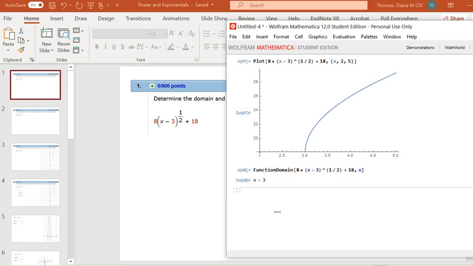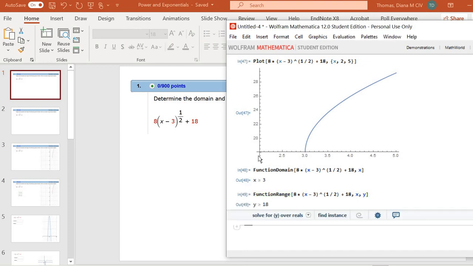Now if I do the same thing and go FunctionRange, the command is FunctionRange instead of FunctionDomain. And here, see this little red thing is saying it's looking for something else. So I need y there too. And if I do that, it will tell me y is bigger than or equal to 18. Although I can't see it on the graph here, the range is all y values bigger than or equal to 18. Now I'm going to copy this into these slides.